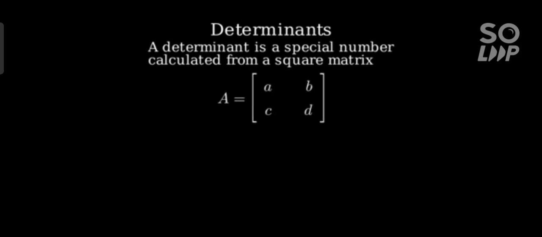Welcome to our lesson on determinants. A determinant is a special number that can be calculated from a square matrix. Let's learn how to find determinants for both 2 by 2 and 3 by 3 matrices. Let's start with a 2 by 2 matrix.